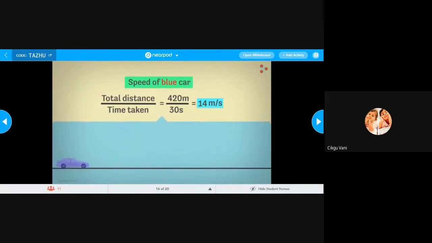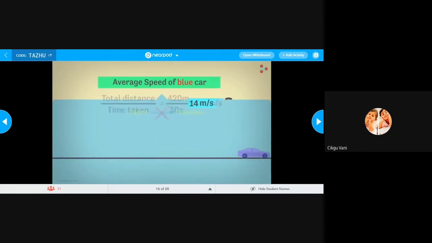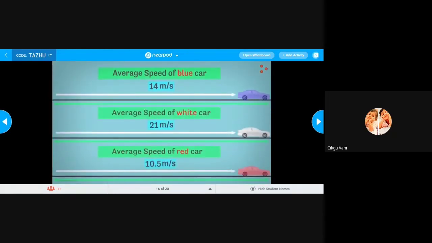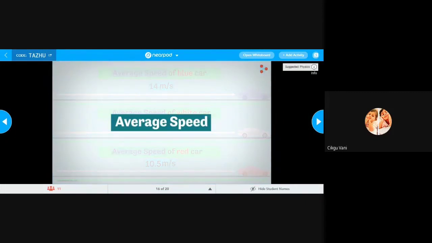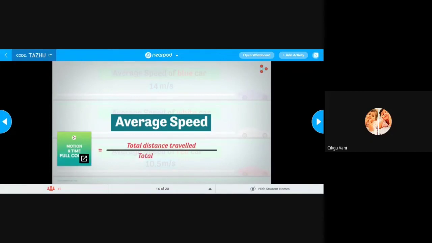Because maybe the car is moving at a really fast speed initially and then it slows down in the middle and then stops and then again speeds up. So this speed does not imply that the speed is constant at 14 meters per second throughout. So what is the speed then? The speed we calculated here is the average speed. In fact, in all the three examples, it was average speed. How do we define it? Average speed is defined as the total distance traveled by an object divided by the total time.